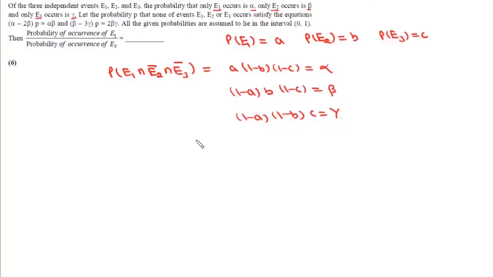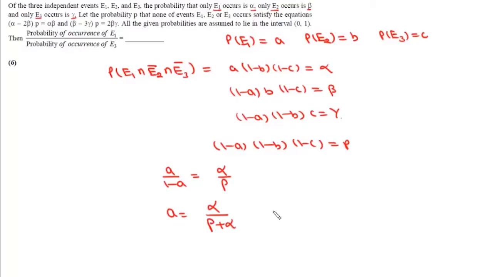Now we are given that none of E1, E2, E3 occurs. This probability will be (1 minus A)(1 minus B)(1 minus C), that is equal to P. Now we divide the first with the fourth, we can write A upon (1 minus A) will be equal to alpha upon P, and if we use componendo and dividendo, we can write A equals alpha upon (P plus alpha). In the same way, we'll write B as beta upon (P plus beta) and C as gamma upon (P plus gamma).